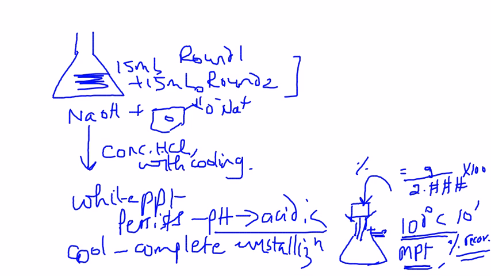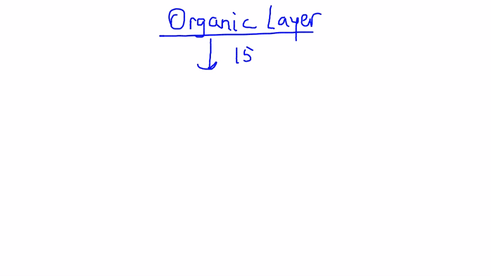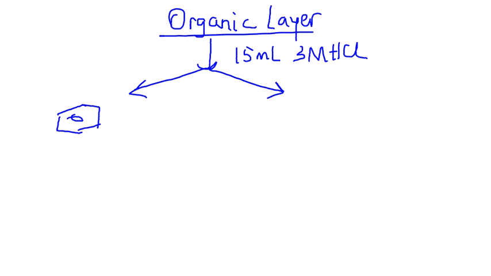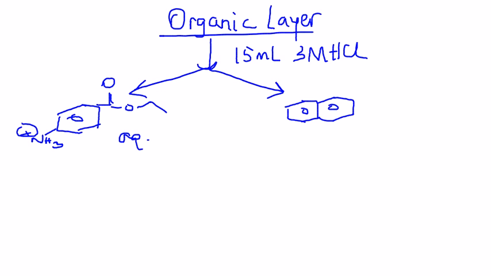What happens to the organic fraction? What do we do with that? That's the next thing. To the organic layer now, you're going to give it an acidic treatment. You're going to add to that 15 milliliters of 3 molar HCl. The EPAB, which is the basic component, is going to react, and you're going to end up with the para-amino ammonium salt in the aqueous layer, and naphthalene, which is the neutral molecule, in the organic layer.